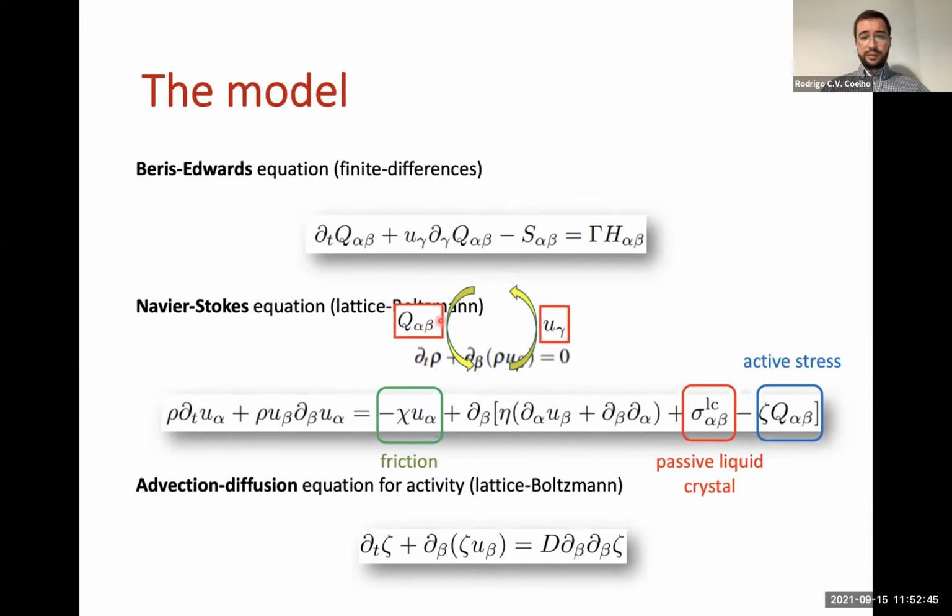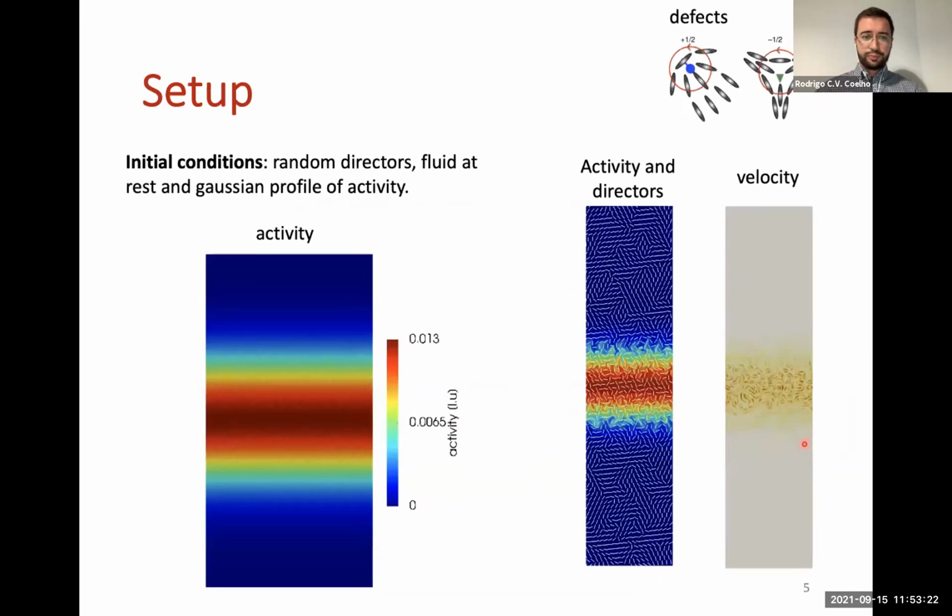The first one gives the order parameter Q that is used here in the last term and also in this stress tensor, and the Navier-Stokes equation provides the velocity field. While for the advection diffusion, the Navier-Stokes provides the velocity, and the advection diffusion provides the activity, which will be used here in the last term. So we have a very rich system of equations that lead to complex flows and develop many instabilities, as I will show.